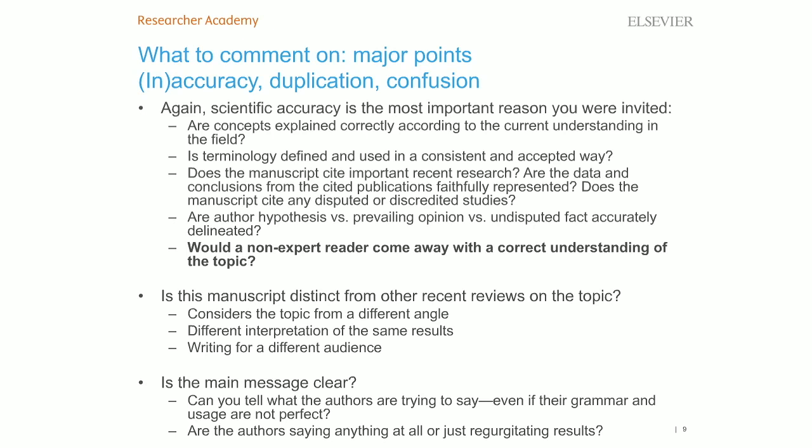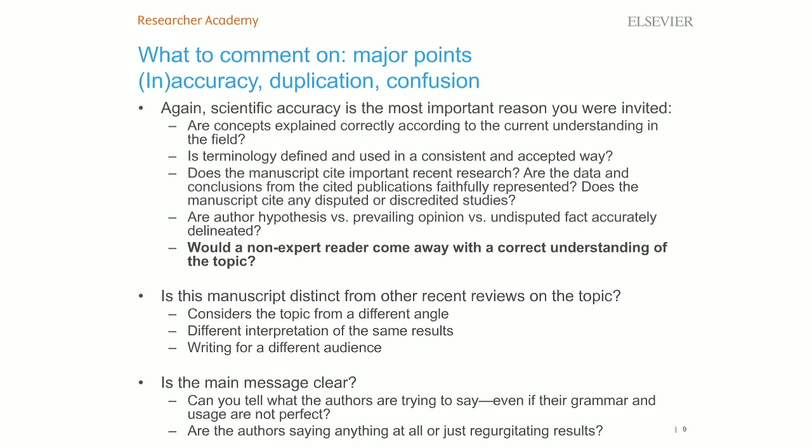And finally, yet again, I want to drive this home, is the main message clear? So maybe the authors don't have perfect grammar and usage, maybe they're not native English speakers, that's totally fine. What I want you to comment on is whether you can understand what they're trying to say. Every manuscript that we publish is going to get copy edited, so all of those inconsistencies will be sorted out. But on a more fundamental scientific level, do you understand the point of why this manuscript has been written? Are the authors saying anything at all, or just regurgitating results?